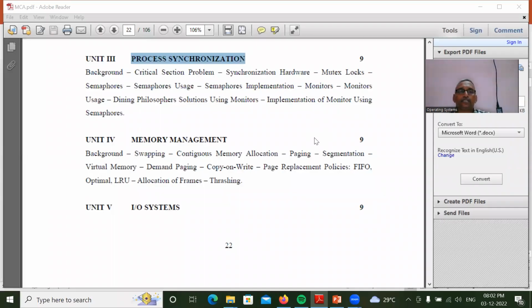Now, let's talk about the fourth unit of operating system, which is memory management. This unit contains background of memory management, swapping, contiguous memory allocation, segmentation, paging, virtual memory, demand paging, copy on write, page replacement policy, FIFO, optimal, LRU, allocation of frames, and thrashing. Let's talk about them one by one.